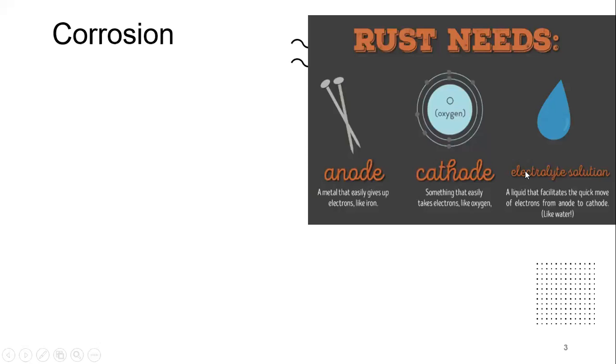So what corrosion or rust needs are the following: the anode, the cathode, and the electrolyte solution. The anode is a metal that easily gives up electrons, like iron. The cathode is something that easily takes electrons, like oxygen. And the electrolyte solution is a liquid that facilitates the quick movement of electrons from anode to cathode.